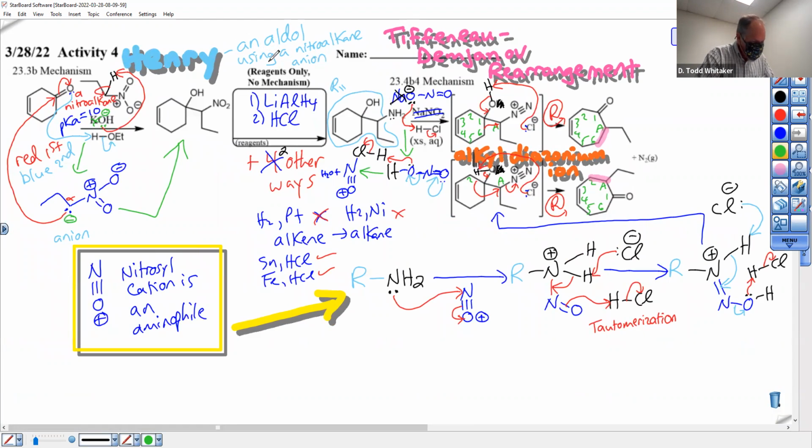The first one, sorry? Oh, nitrogen didn't leave. Oh my goodness. Thank you. You can't have nitrogen leaving without an arrow showing it leaving. Ooh, that's a close one. Good eye. Yeah, there we go.